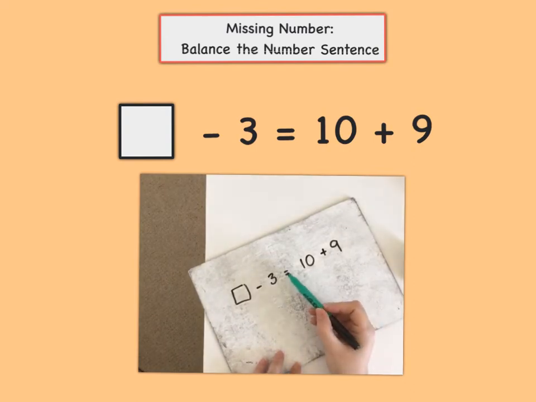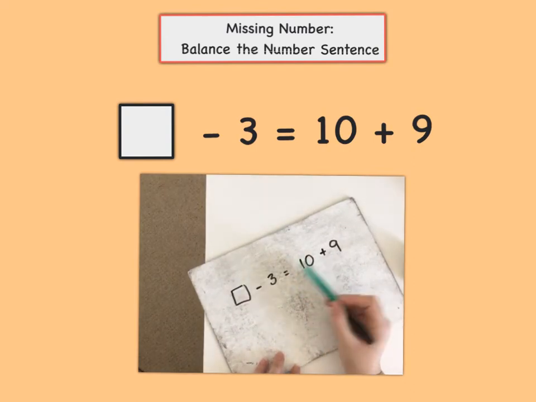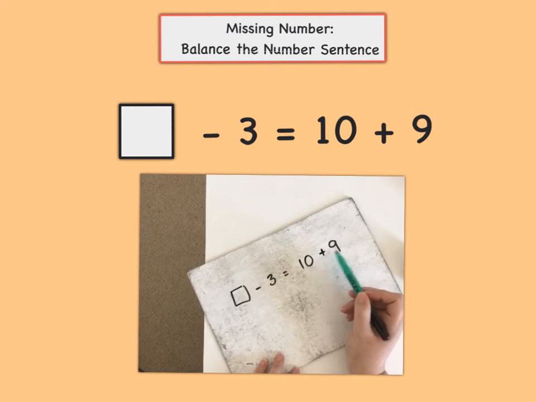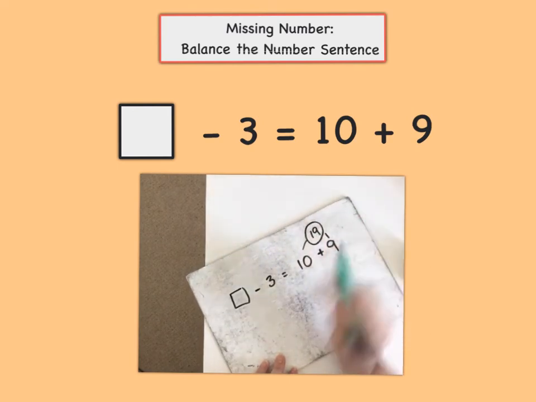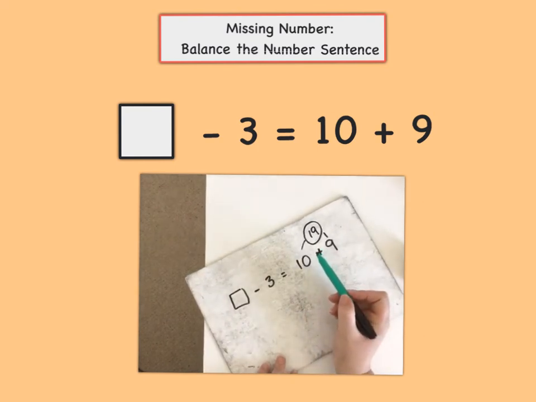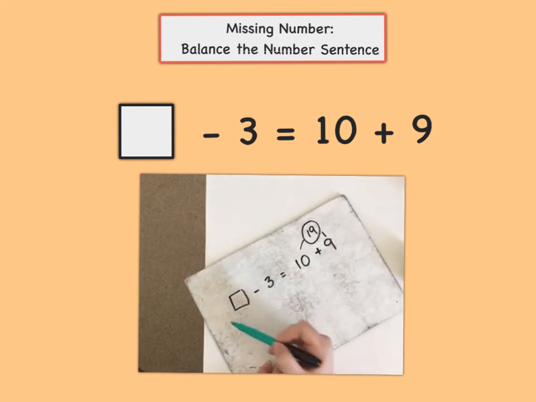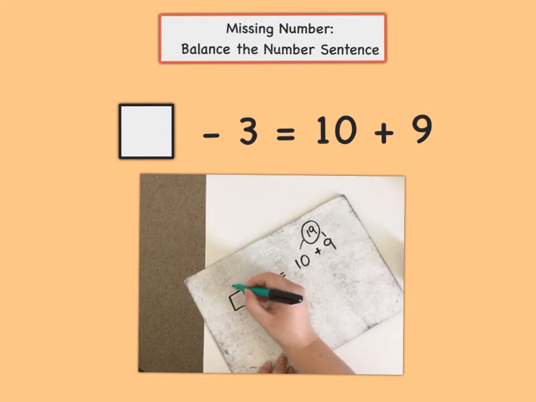This time I'm actually going to look on the opposite side of the equal sign. Remember, this means same as. And I'm going to work out this answer because I have both parts. 10 add 9 is going to make 19. I know I can do that in my head quite quickly. Now I know that over here it also needs to make 19.